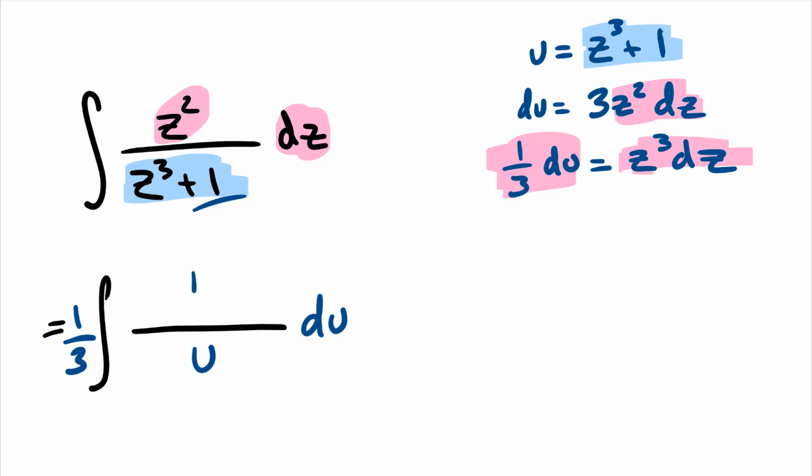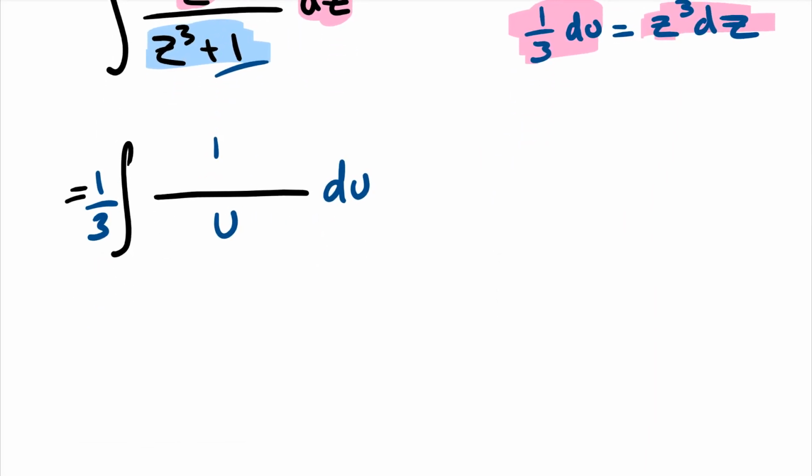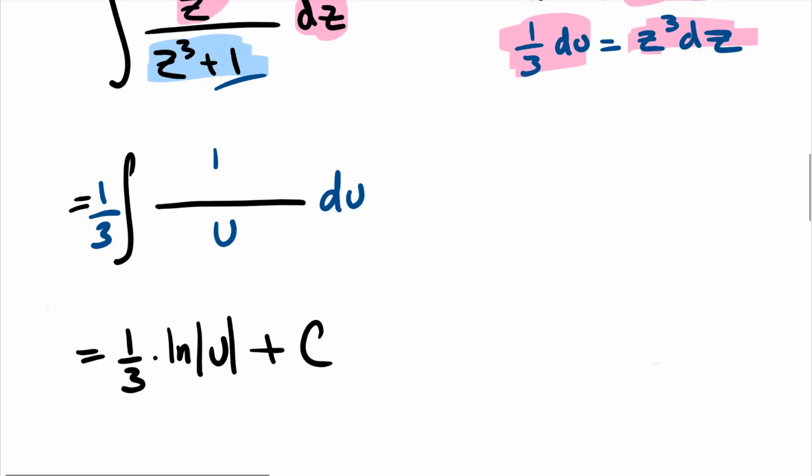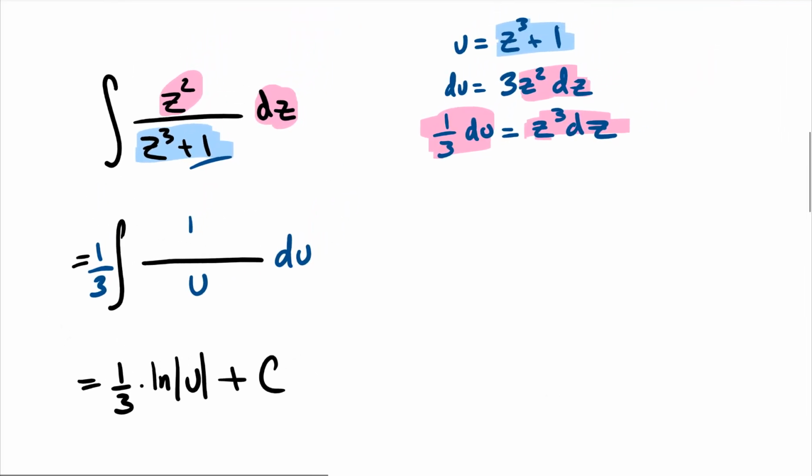As we all know, the antiderivative of 1/u is the natural log of the absolute value of u, and then we'll put in a plus c. You need that absolute value. Anytime we take an antiderivative on 1/u, it's going to be the natural log of the absolute value of u.